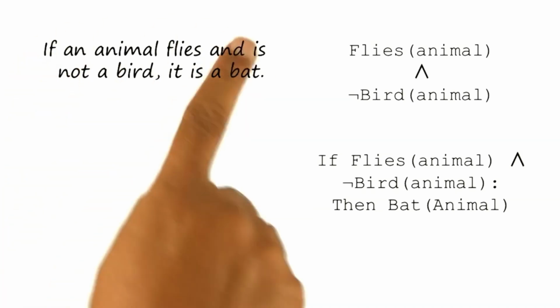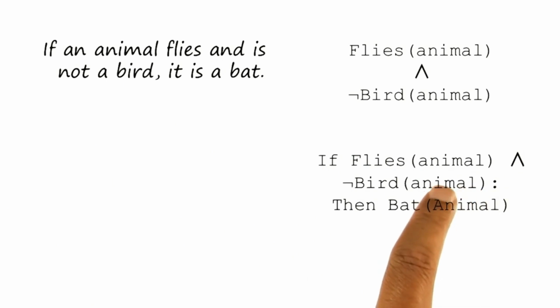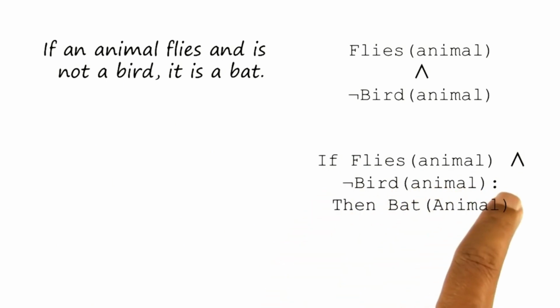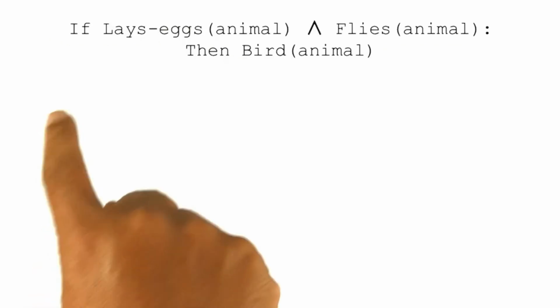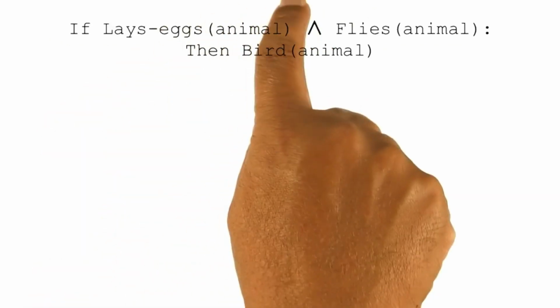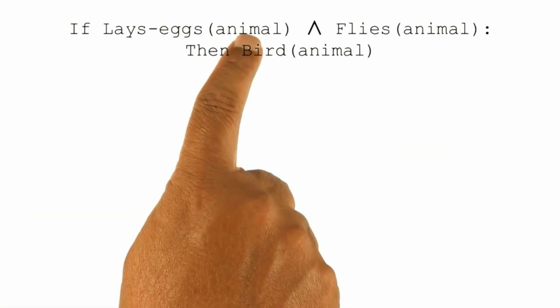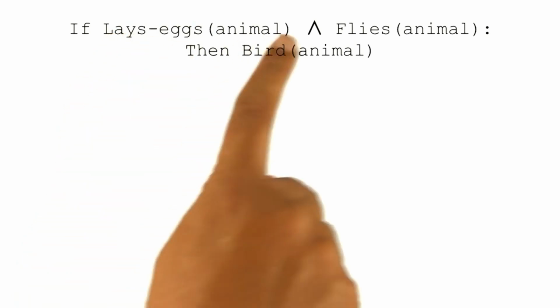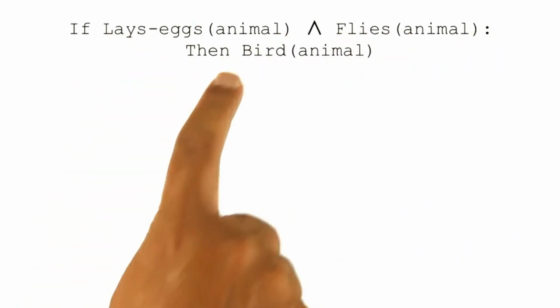Now we can write a complete sentence by saying that the animal flies, conjunction, animal is not a bird, implies animal is a bat. Now I have been talking a little bit about implication. Let's see how we actually write implication in logic. So here is a sentence. If animal lays eggs and animal flies, implication is that the animal is a bird.